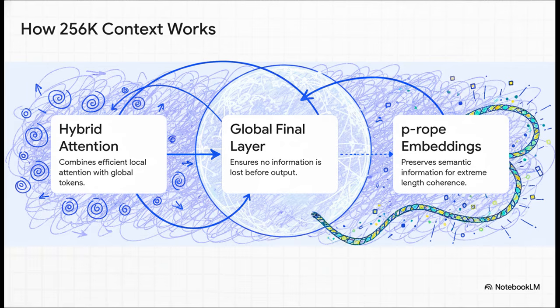It's not just about making the memory bigger. It uses this really smart hybrid system. It combines a kind of focused local attention with a constant big picture overview. This is how the model avoids losing the plot, even if you're referencing something you mentioned 200,000 tokens ago.